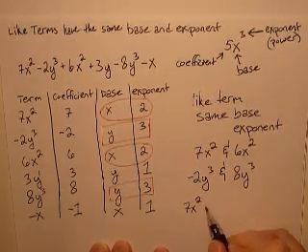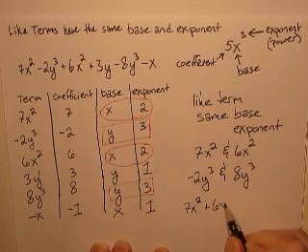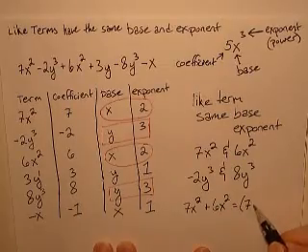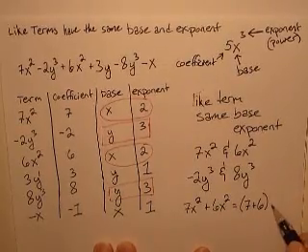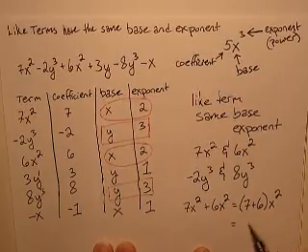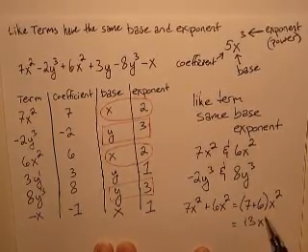7x squared plus 6x squared equals, well, if you imagine we factor this, 7 plus 6 are both multiplied by x squared, so this is 13x squared.